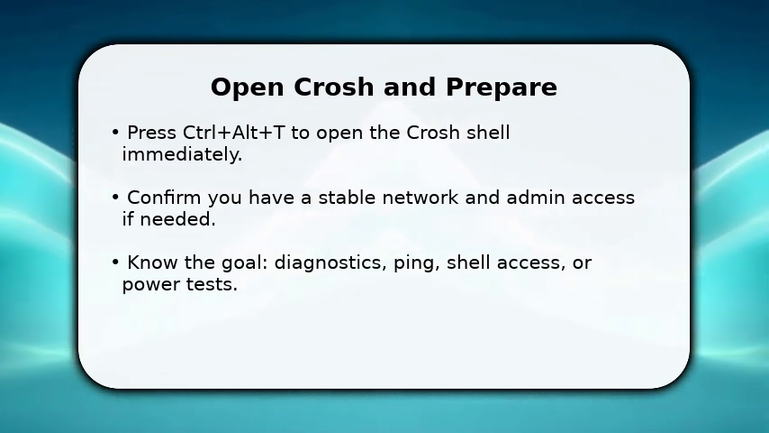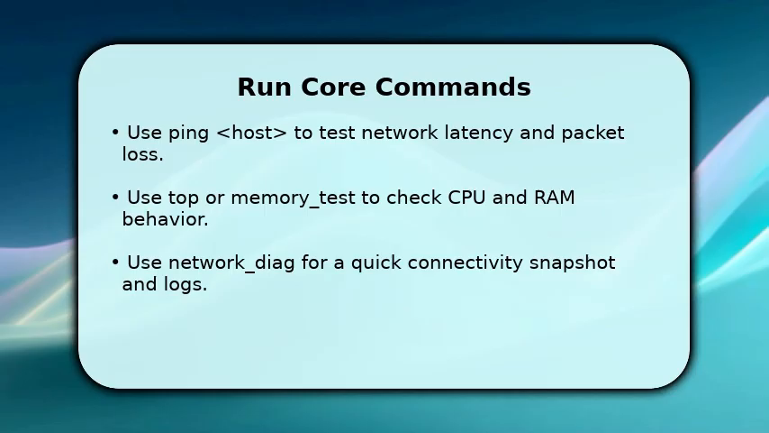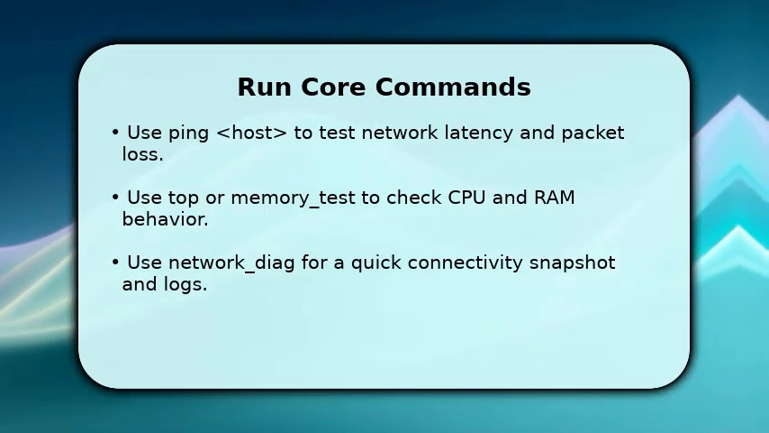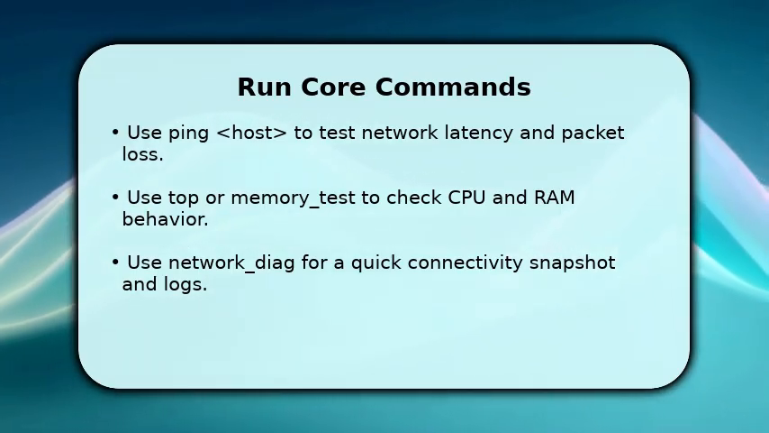Start with ping to verify network reachability. That tells you latency and packet loss immediately. Next, run top to observe CPU spikes and memory usage in real time. You can use memory test for a focused RAM check.